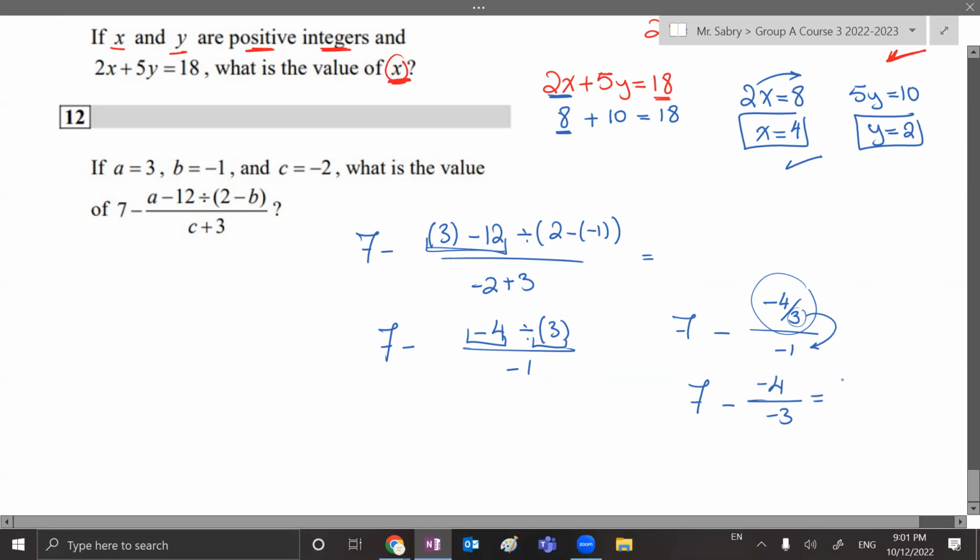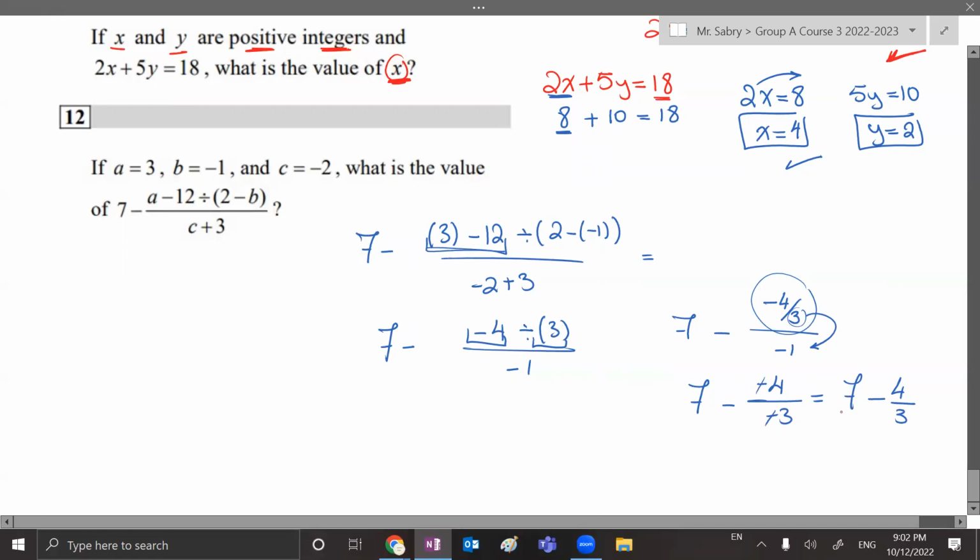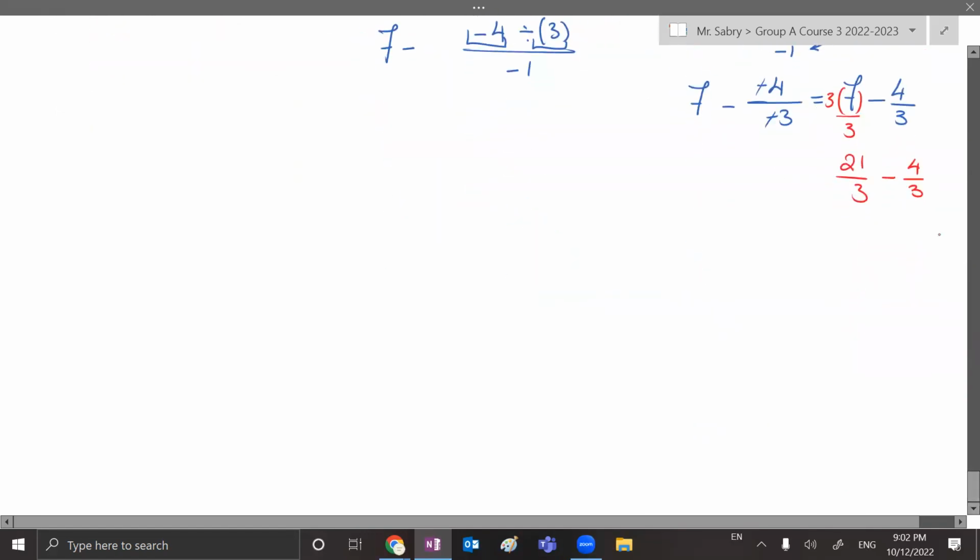Yeah, okay. And then 7 minus this negative, and this negative will cancel each other, so it became 7 minus 4 over 3. Now I need them to have the same denominator, so I'll add a 3 here and multiply by 3 up and down. Now 3 times 7 is 21 over 3 minus 4 over 3. 21 minus 4 is just 17 over 3. And that's it.